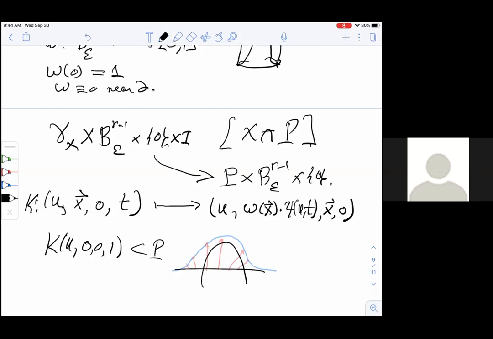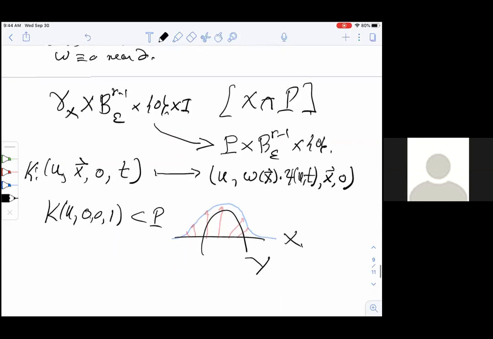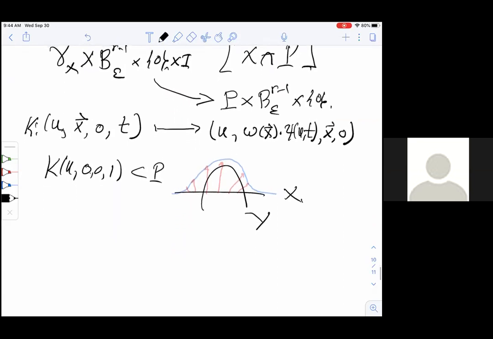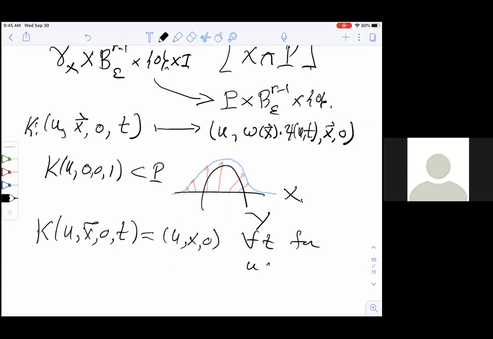Yeah, so in this picture, remember, this is y and this is x, pieces of x and y. Okay. So we have to check several things. We have to check that k is the trivial isotopy near the boundary. So k of u, x, 0, t equals u, x, 0 for all t for u close to the boundary. Sorry, gamma x.